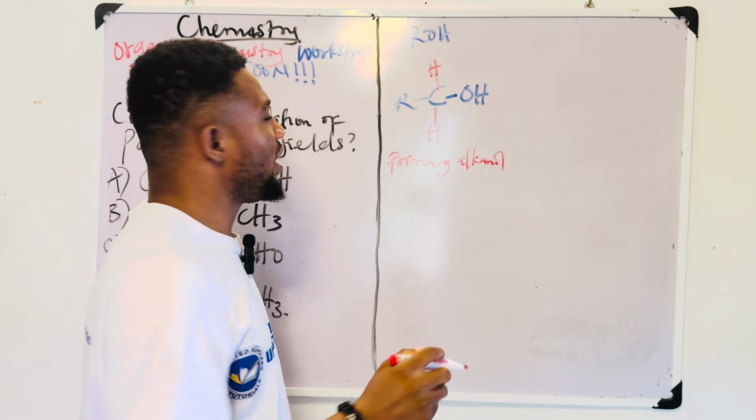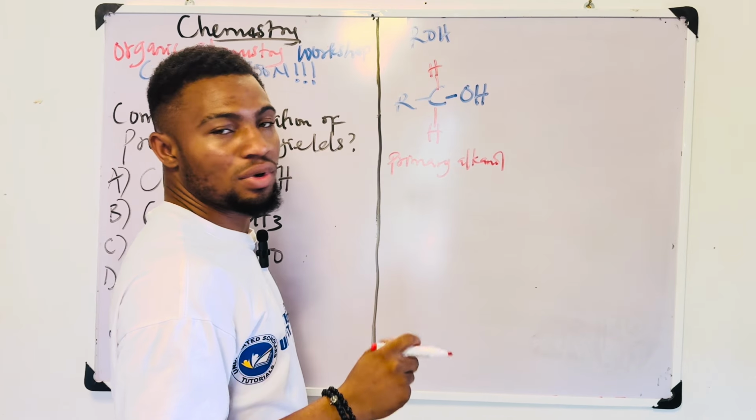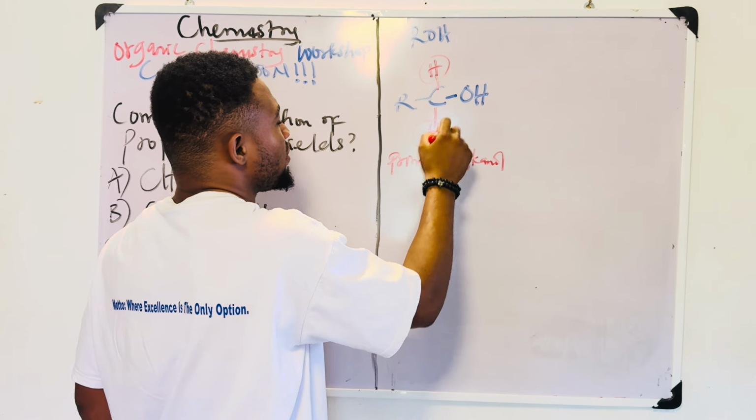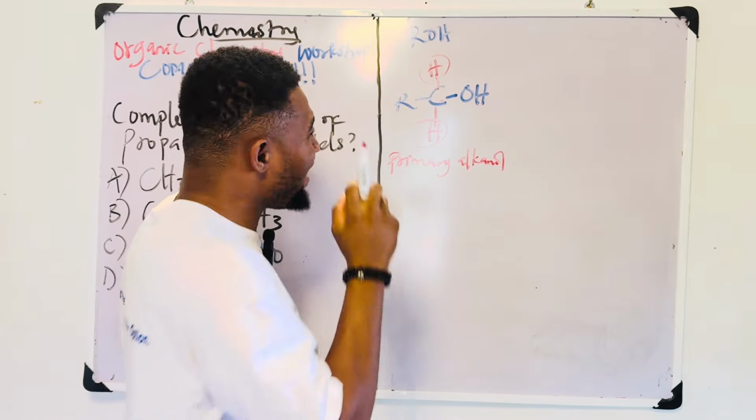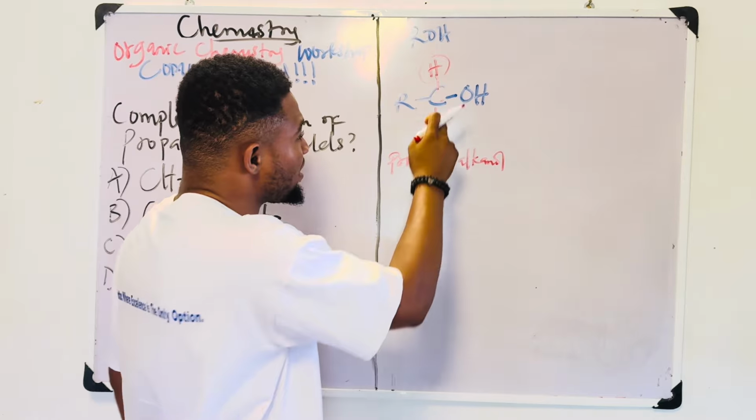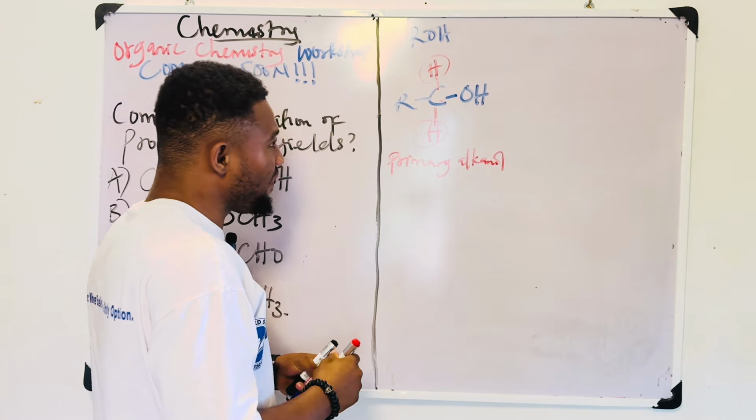Why is it a primary alkanol? It has just one alkyl group and two hydrogen atoms attached to the central carbon. Note, I was specific: attached to the central carbon. Then we now have this.